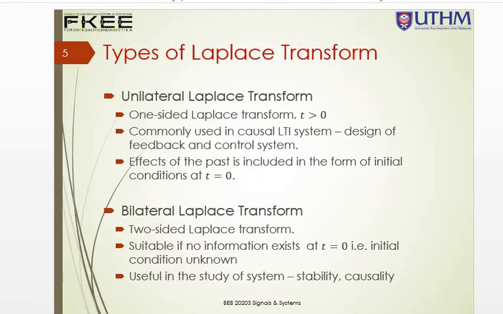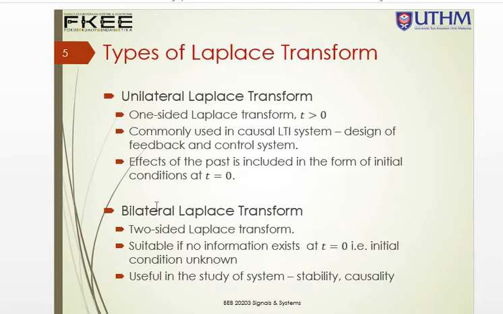So now let's look at the types of the Laplace transform. As I told you just now, Laplace transform has two types, unilateral and bilateral. From the word unilateral, you know that it's only for one side. It's a one-sided Laplace transform. It's used in the causal system, designed for feedback and control systems, so the effect of the past is included in the form of initial condition at t equal to 0.